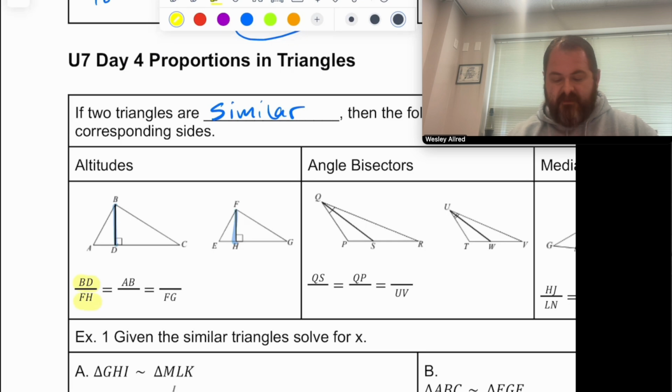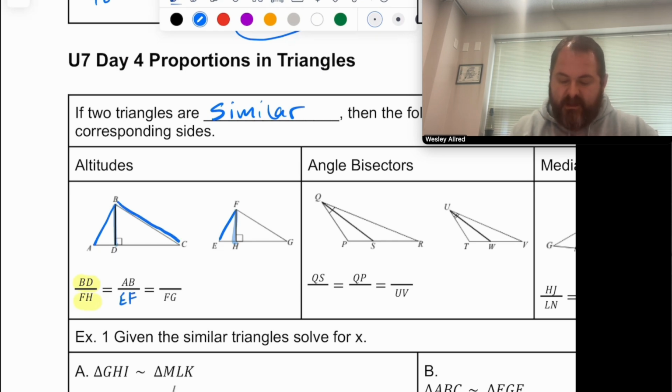So the ratio of the altitudes, BD and FH, would equal the ratio of corresponding sides. So AB corresponds to EF. I could also say it's the same as the ratio as BC to FG. Okay, that's an individual side ratio. It's going to be the same as the ratio of altitudes.